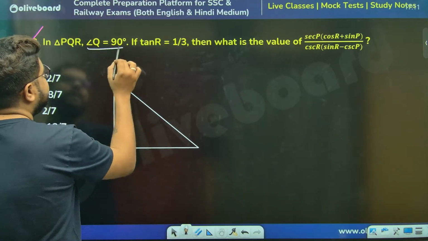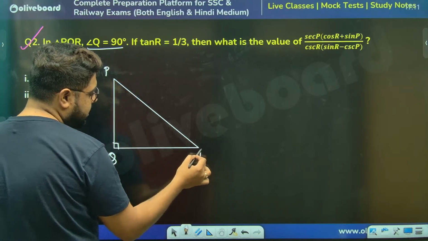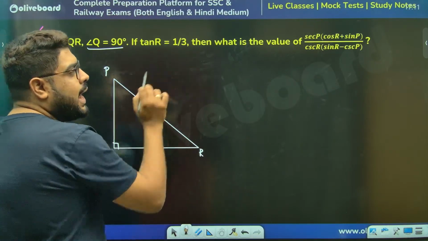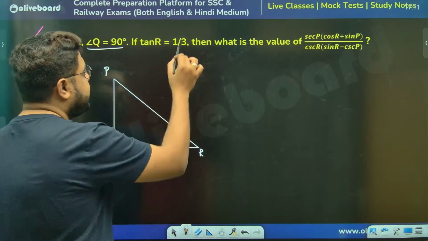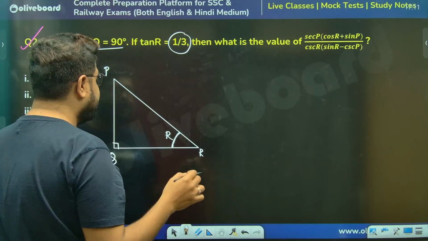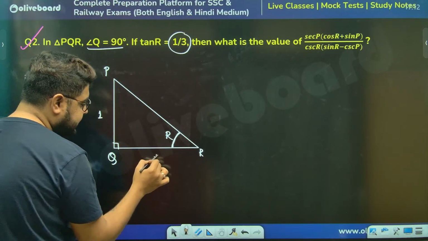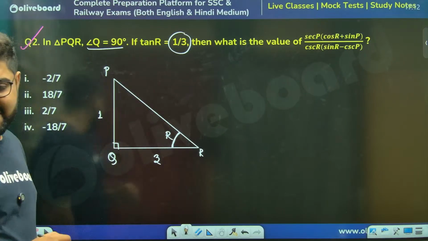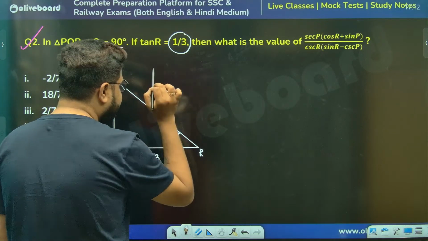Sir, which angle is 90? Q. So this is Q, sir. So I am taking PQR. Tan R. R means at this angle, sir. That is 1/3, sir. That means tan R means, sir, this is 1, this is 3, sir. Right? And if this is this, then this is, sir, can I say root over of 10?